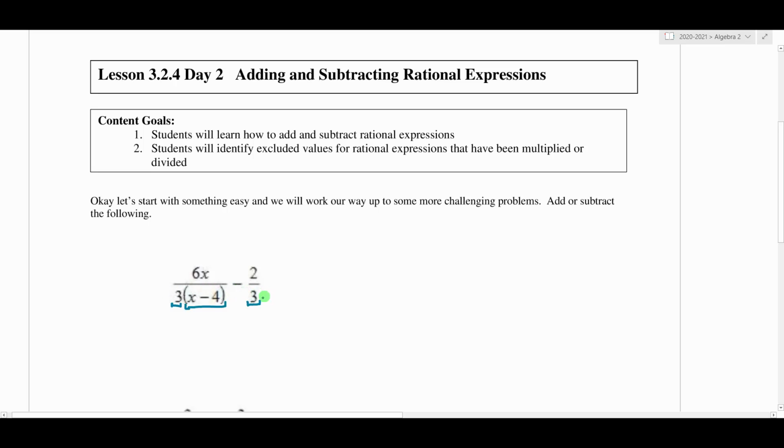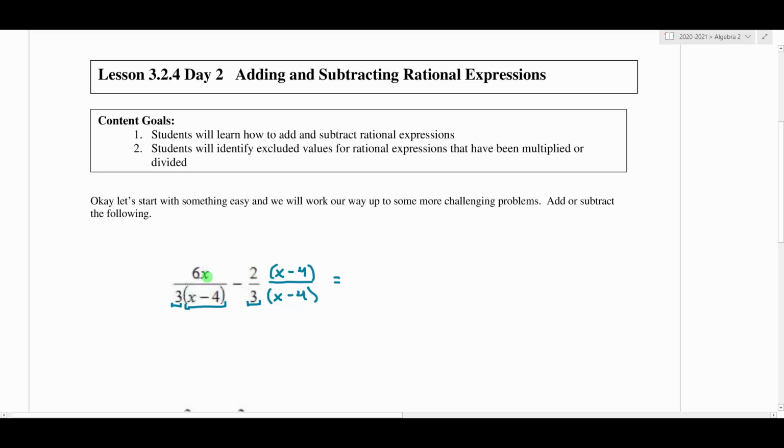So to fix that, I'm going to multiply the bottom by x minus 4. And then the trick that I showed you yesterday was to also multiply the top by x minus 4. It's very similar to what we do when there's just numbers involved. We're multiplying the top and the bottom by the same number because this is just 1. It doesn't change the value of our original expression. Okay, so I'm going to go ahead and multiply that.